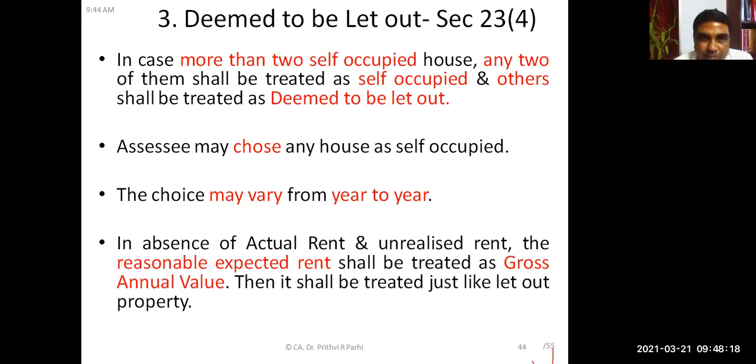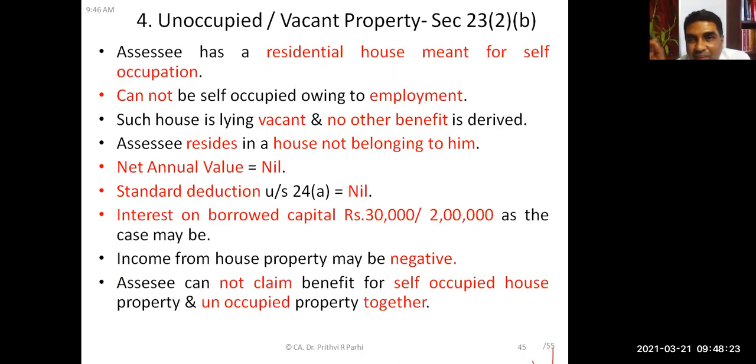Okay, sir. Okay. Now, unoccupied house. You are asking a question: what is the difference between an unoccupied house and a deemed to be let out house? Now, let us understand once again. I had already briefed you, but let us still repeat this as a separate category. The assessee has a residential house meant for self-occupation, but he couldn't occupy it due to employment, business, profession, etc. Such a house is practically vacant and no benefit is derived from it, so it will be treated as an unoccupied house or vacant house.